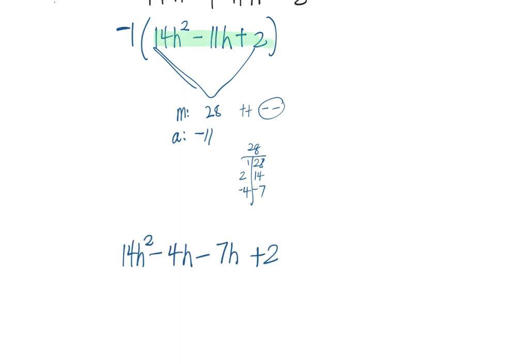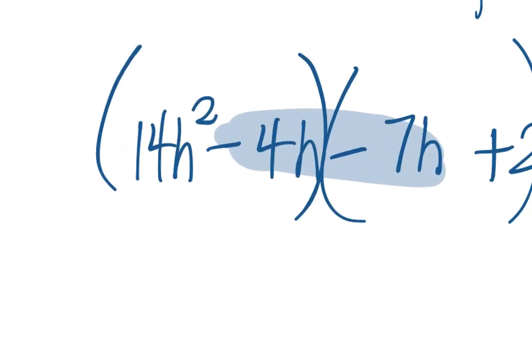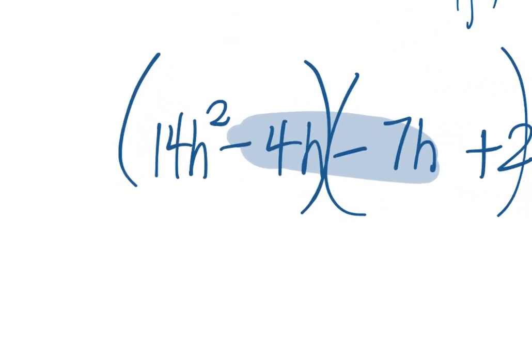Okay, so if you'll notice, instead of writing negative 11h right here, I wrote negative 4h and negative 7h. So now instead of a trinomial, it's a four-term polynomial that I can factor by grouping. So in the front group, 14h squared and negative 4h. You can pull out, I was thinking you might pull out a 4. You cannot pull out a 4 though. 4 doesn't go into 14. You can pull out a 2 and you can pull out an h. 14h squared divided by 2h is 7h and then minus 2.